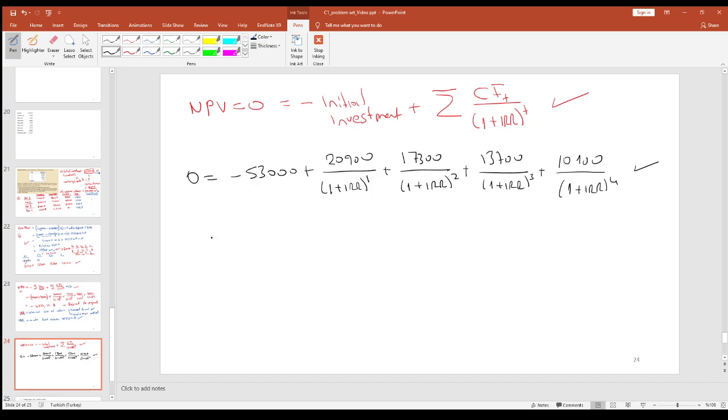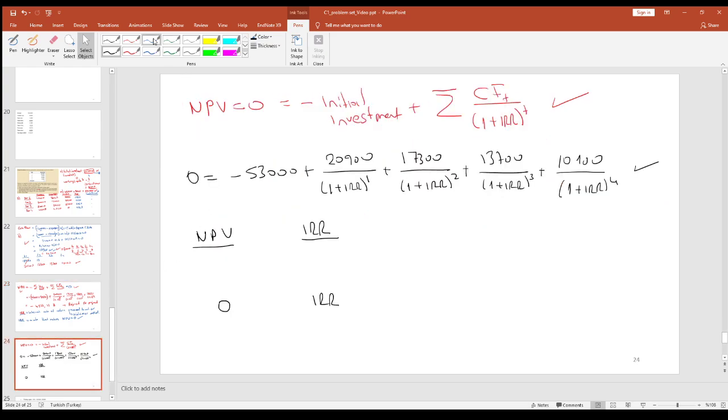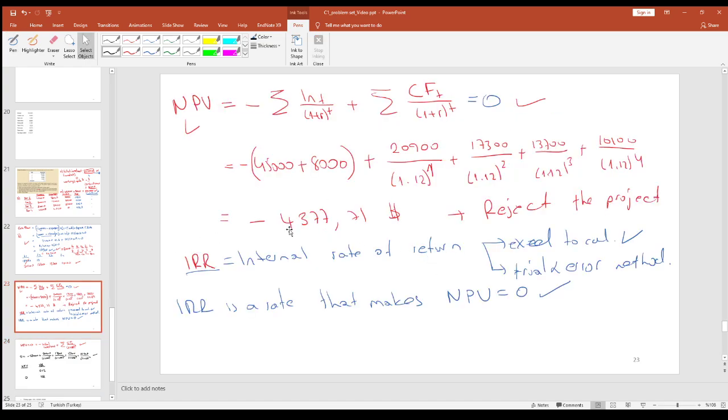So the first thing is this. Now, net present value and internal rate of return combination. If you find the internal rate of return, the result of this equation will be equal to 0. Now, from our previous exercise, we know that if the discount rate is 12%, the result will be minus 4,377.